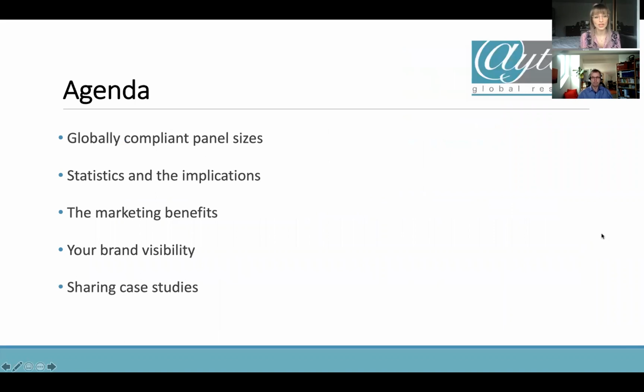So to give you a summary of what we'll be looking at today, we're going to be looking at globally compliant panel sizes. Again, what makes it globally compliant? A lot of information about the statistics, hopefully in an easy to digest format. We'll be looking at the marketing benefits of having good size samples as well, and how that helps your brand visibility. And we're going to be sharing a case study as well, which will help summarize how that decision's made and the impact it has on the results.